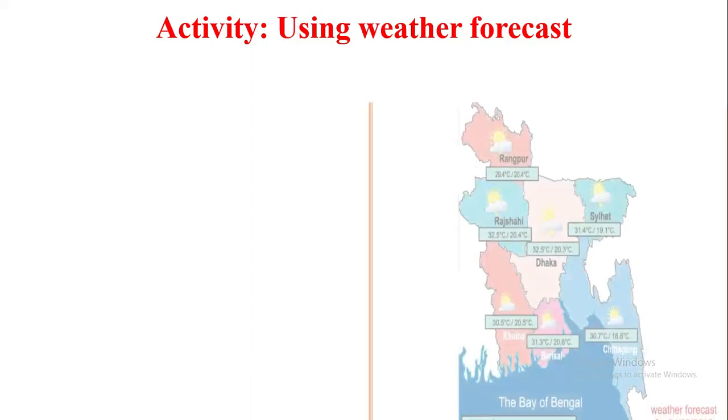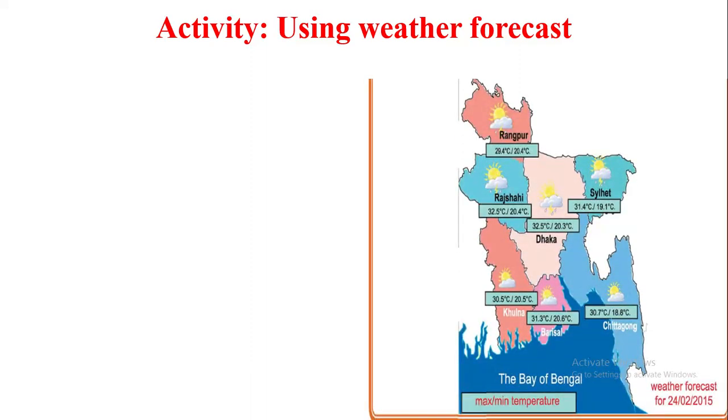Dear students, look at the map. It's a map of Bangladesh, and here 8 divisions of Bangladesh have been mentioned, and each division's maximum and minimum temperature have been mentioned, and some weather icons show the weather condition of each division. It's the weather forecast for 24 February 2015. Dear students, if you see the weather forecast news on television, you can see the same map.